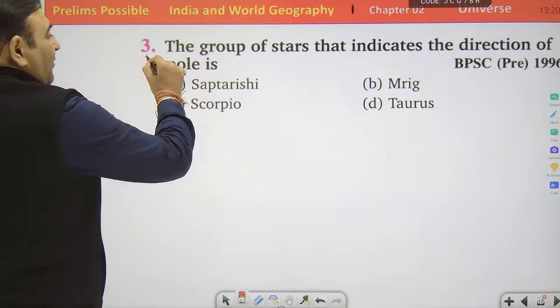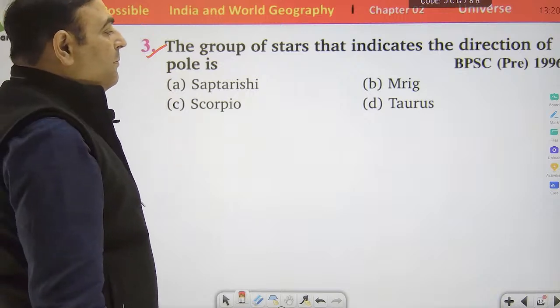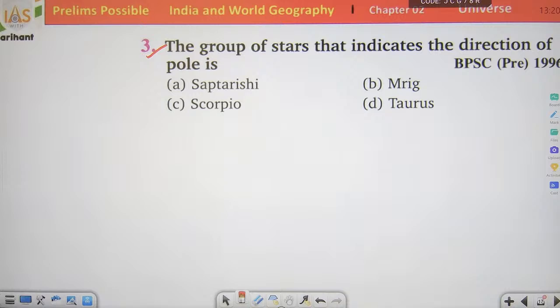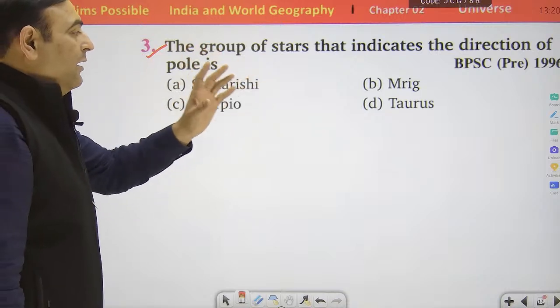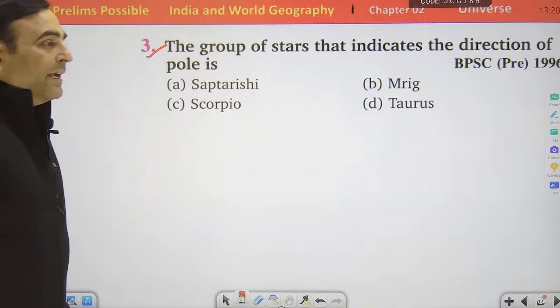What is the group of stars that indicates the direction of the pole? Saptarishi, Scorpio, Mrig, or Taurus? These are all constellations: Saptarishi, Scorpio, Mrig, or Taurus.